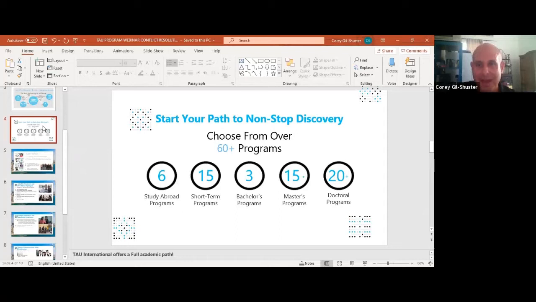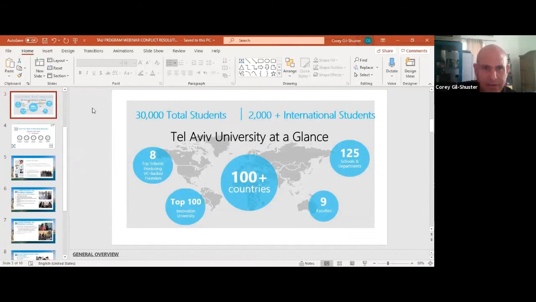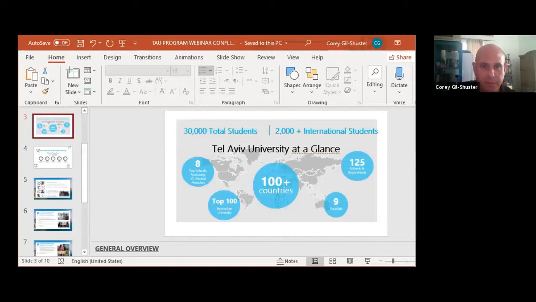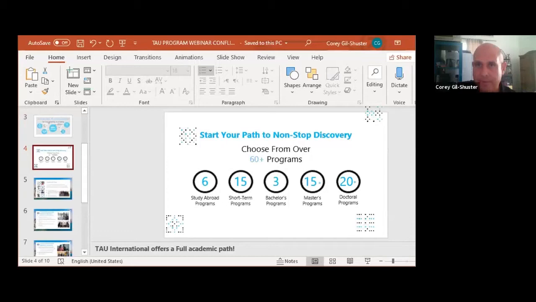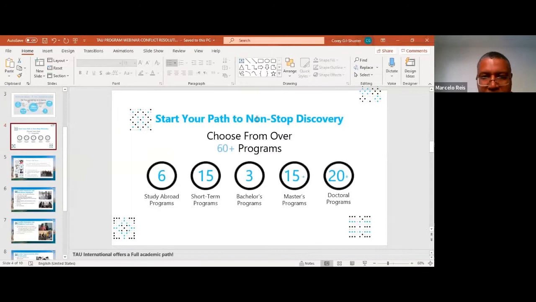You should know that. There are 30,000 students in total, and something like 2,000 international students. So there are other programs as well.